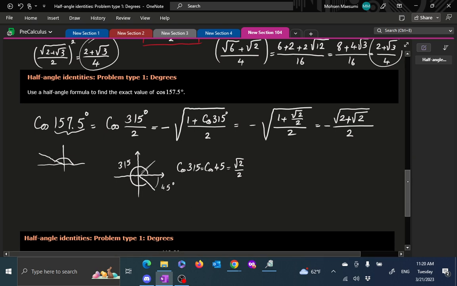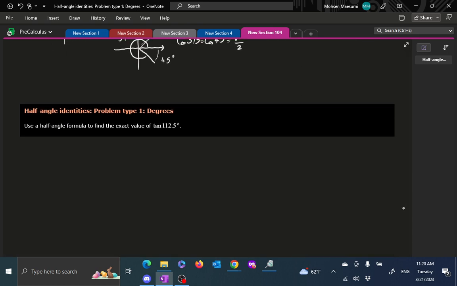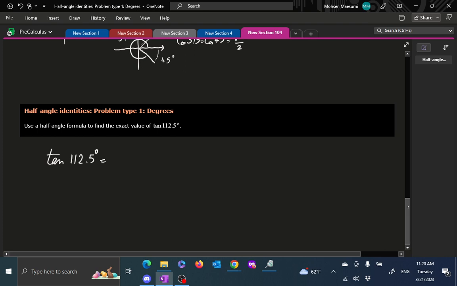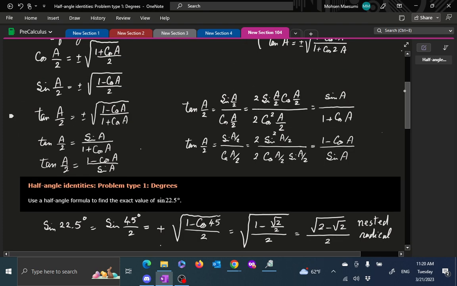So that was cosine of 157.5, and this is going to be tangent of 112.5. Let's do this thing two ways, or maybe we wish 3 ways. Tangent is fruitful and it's multiplying. It has lots of different ways of dealing with it: number 1, number 2, number 3. Let's see.